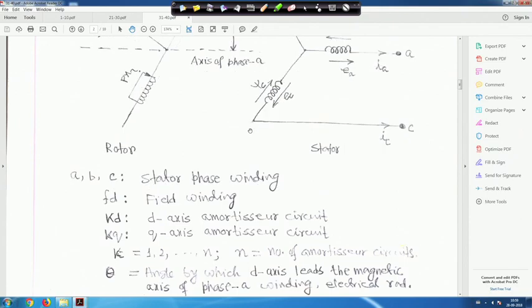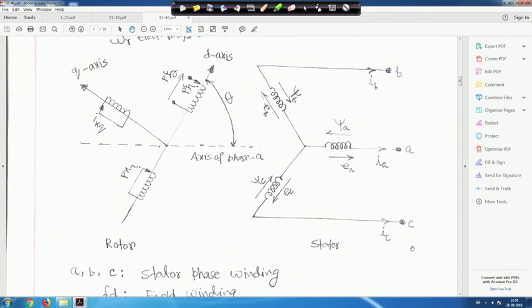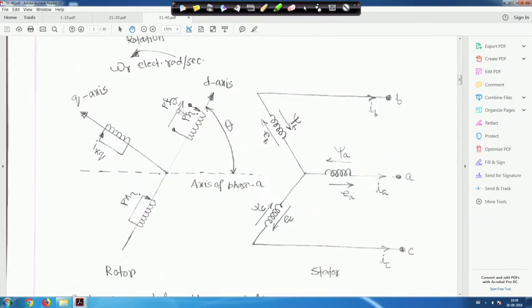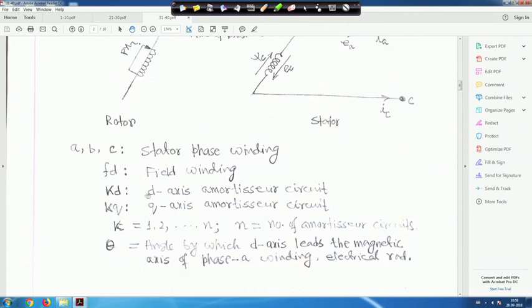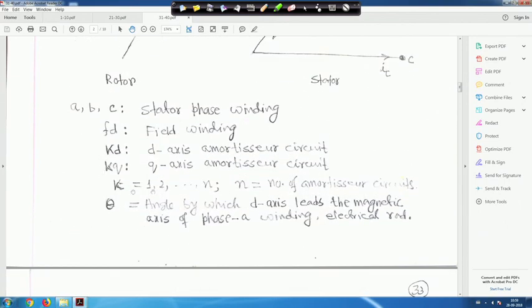Now the nomenclature is given, whatever I said. ABC is the stator phase winding. FD is the field winding, here we are using the suffix FD, and here also it is the field winding FD, right? And KD is the D axis Emerson circuit, and KQ is the Q axis Emerson circuit, right? And K equal to 1 to n, where n is the number of Emerson circuits.